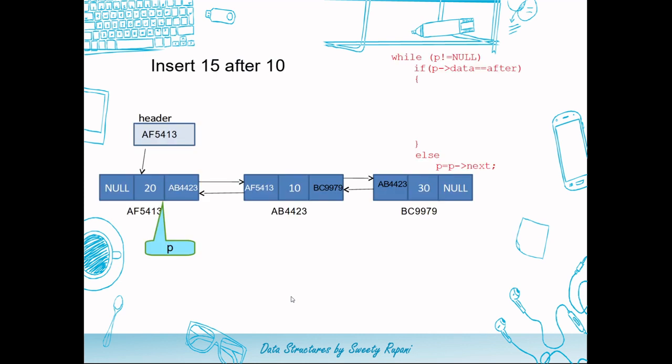Let us now have a look at insertion of a value after a specific node. This is our existing list. I want to insert a node 15 after a node number 10. So a newly created node would be attached after 10 and before 30.